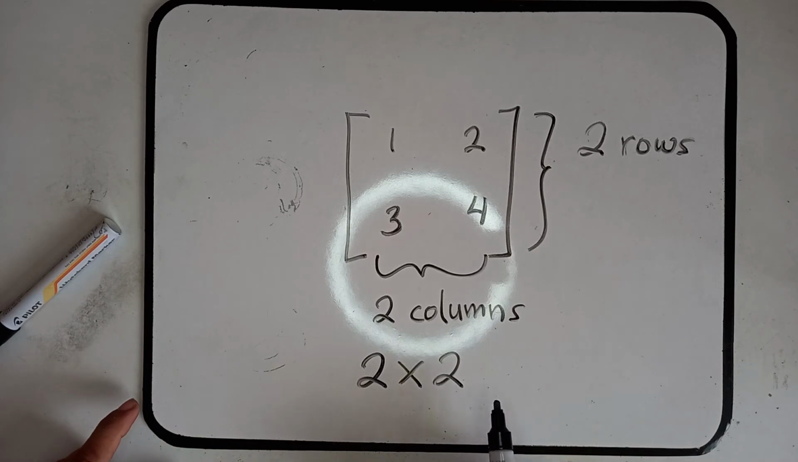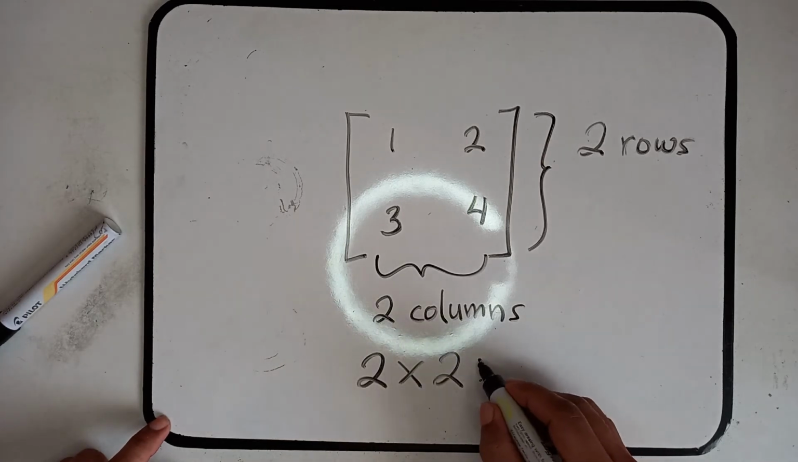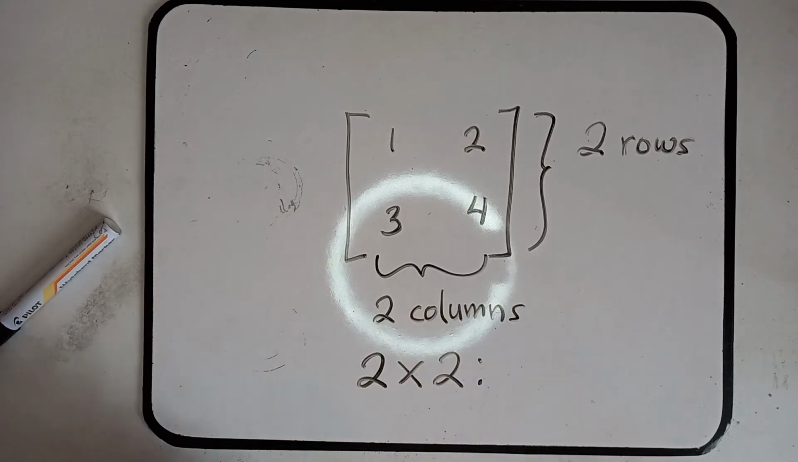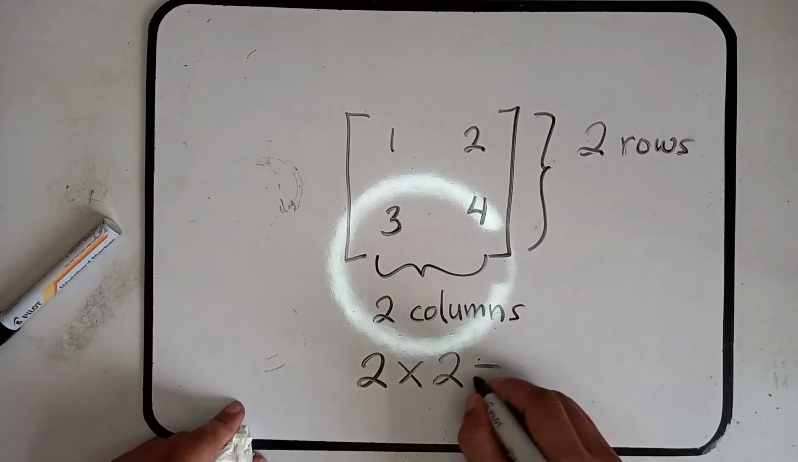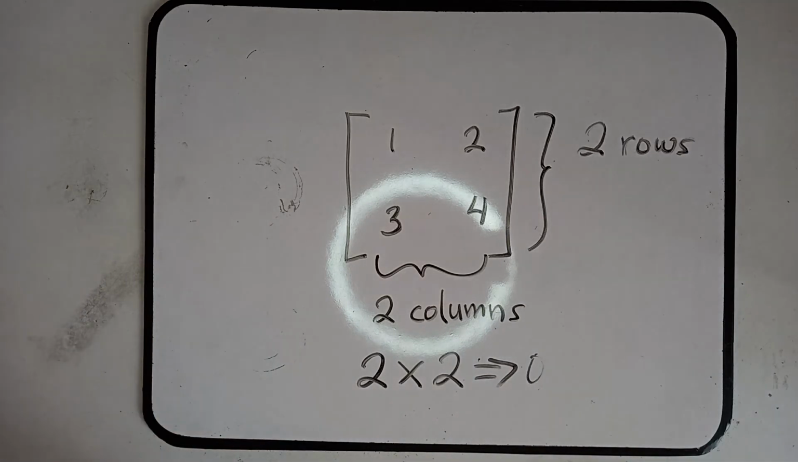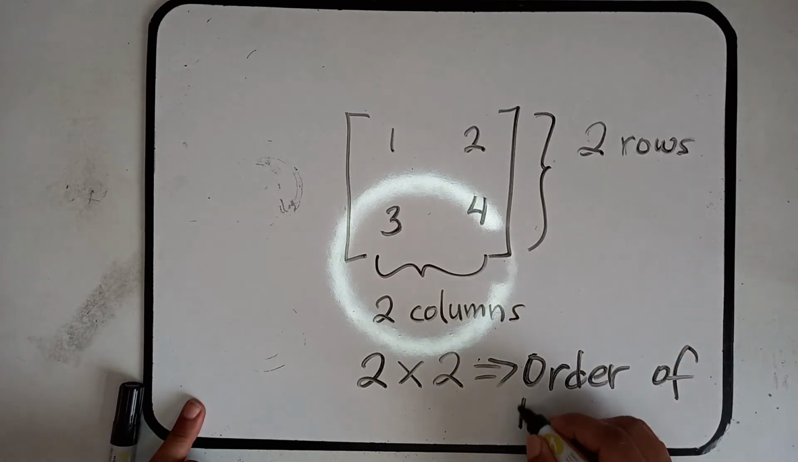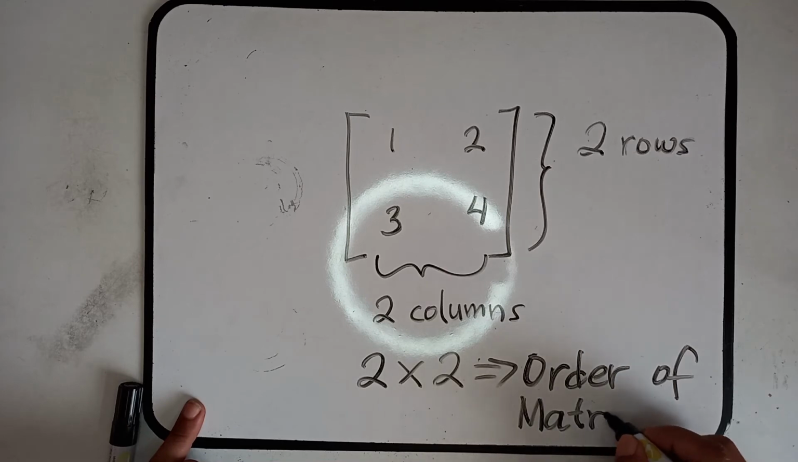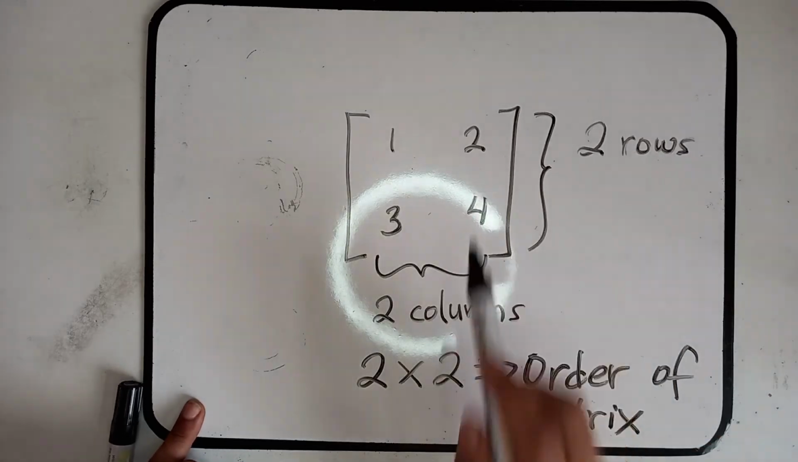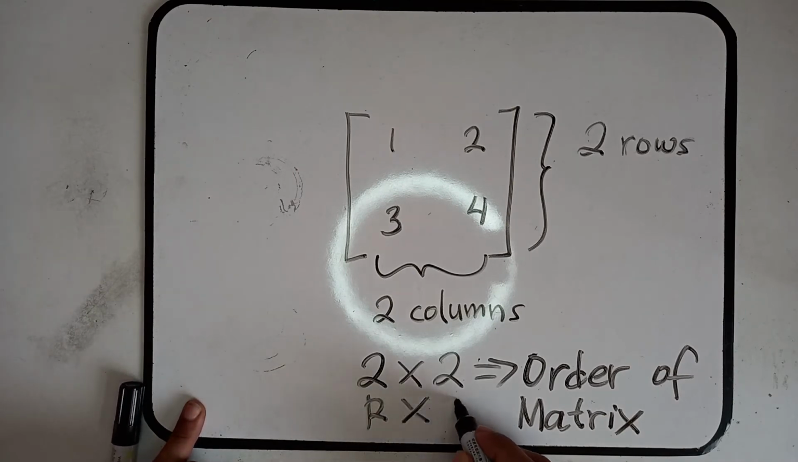Now the number of rows and the number of columns in matrix is referred as the order of matrix. So the order of this matrix is 2 by 2. Okay, so this is the row and this is the column.